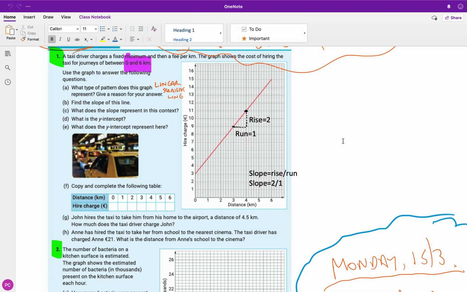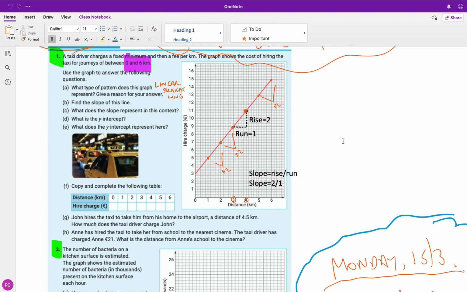So if I have a look, I can say, right, well, here's 1 kilometer. 1 kilometer was €5. 2 kilometers was €7. 3 kilometers is going to be €9. And 4 kilometers is going to be €11. And 5 kilometers is going to be €13. And 6 kilometers is going to be €15. So you can see that going between this point and this point, you're adding €2. This point to this point, you're adding €2. This point to this point, you're adding €2. So you could say it's a linear line.